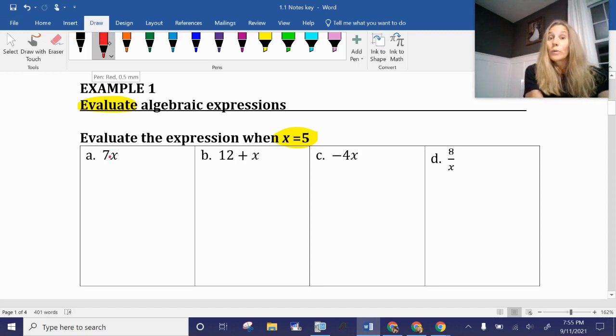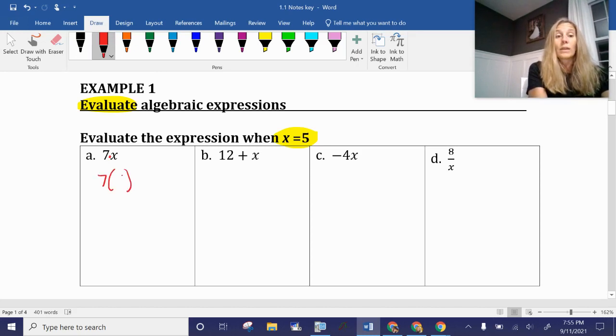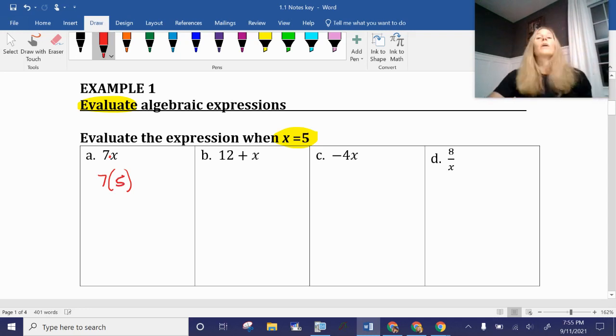Now you can write a multiplication sign, or you can also use parentheses anytime you substitute something in. So when we're in algebra, we typically use parentheses around whatever number was substituted in for a variable. And when the parentheses are next to something, that indicates you're going to multiply those two numbers. So in this case, 7 times 5 would then equal 35.